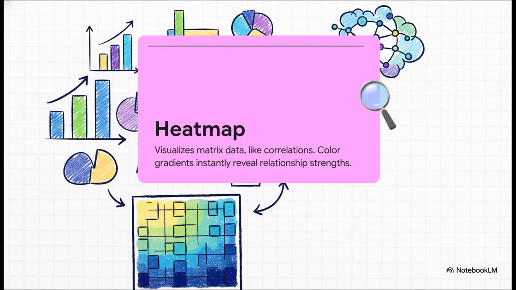But what if you want to see the relationships between many variables all at once? How do you do that without making a total mess? Well, for that, we have the heatmap. It's designed to take matrix-style data. Think of a correlation matrix, and it uses color to instantly reveal the strength of those relationships.